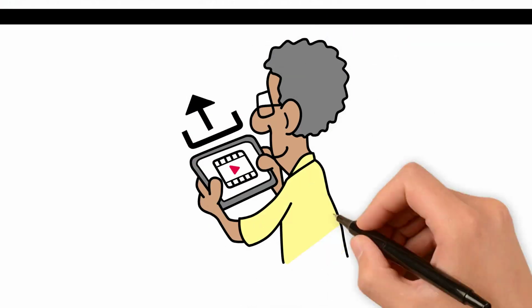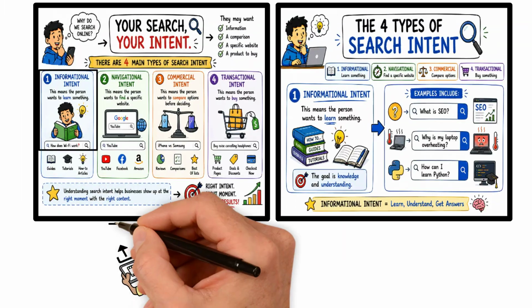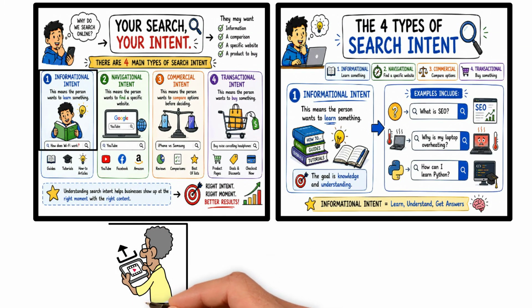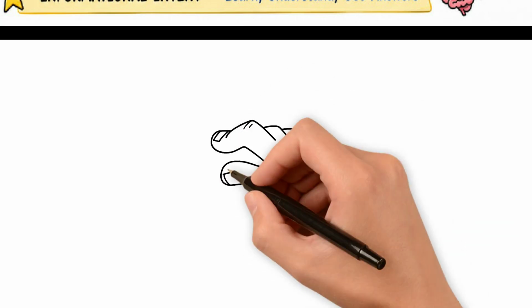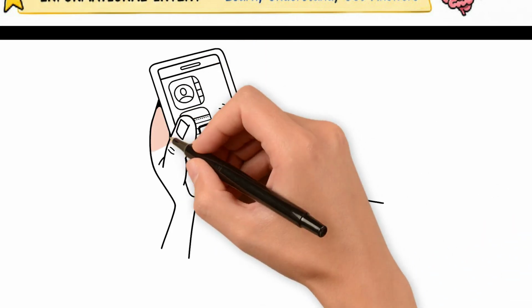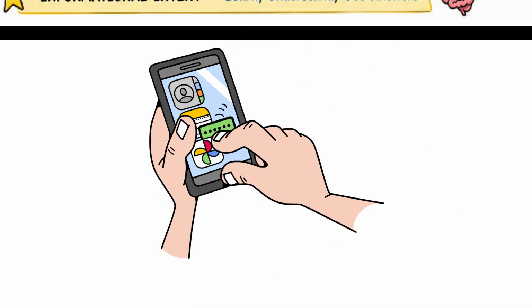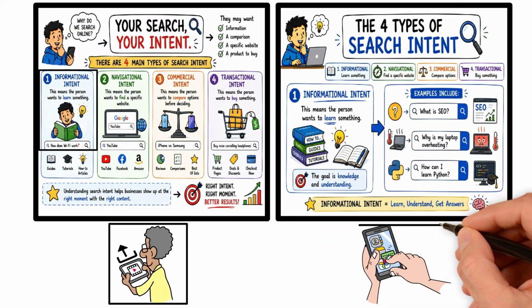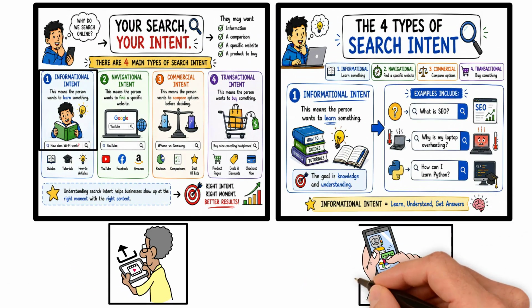The second type is navigational intent. This means the person wants to reach a specific brand, website, or platform. Examples include Netflix login, Amazon returns, Nike running shoes. The customer already knows where they want to go and is using search as a shortcut.